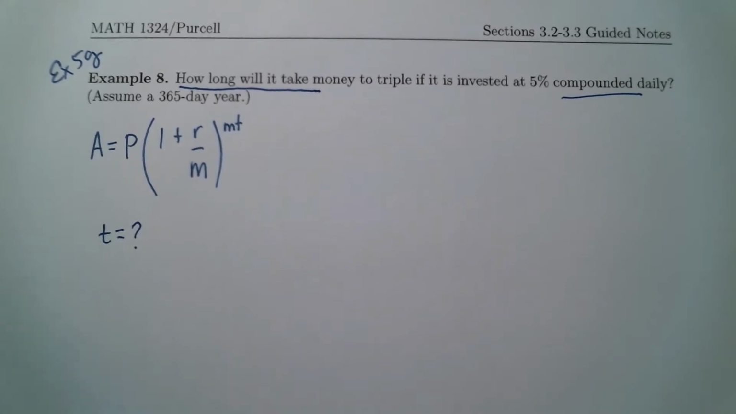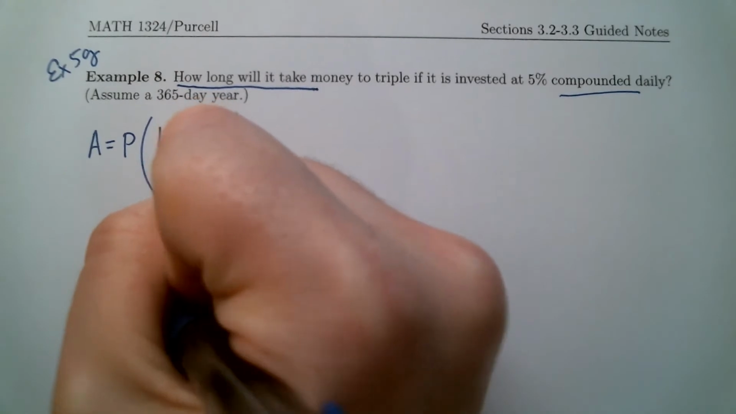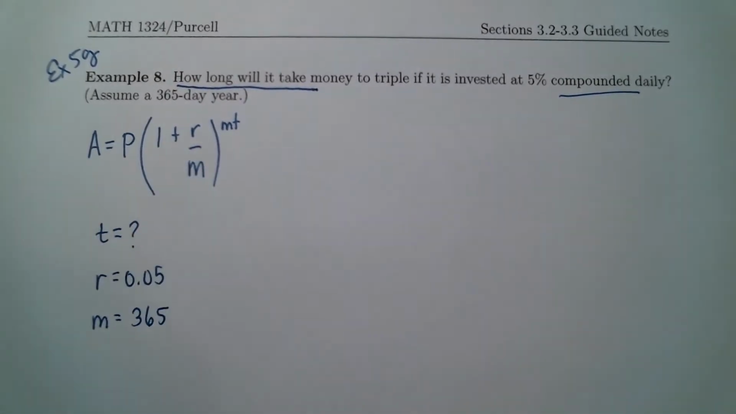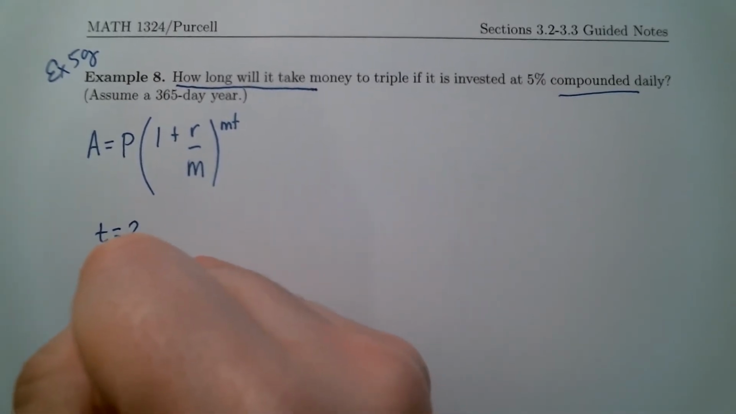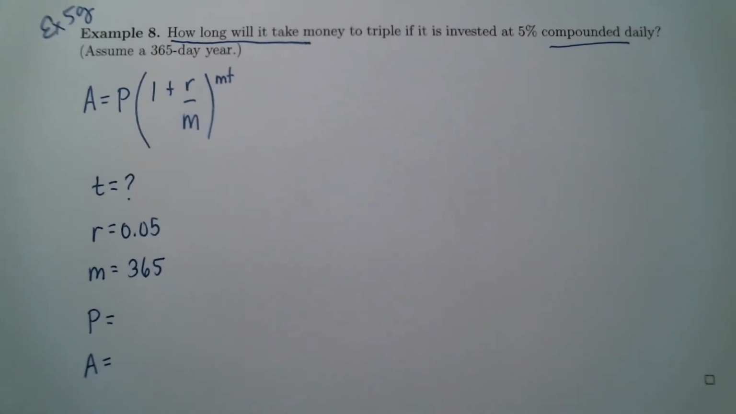All right, interest rate is 5%, so that's going to be 0.05. We're compounding daily, so n is 365. And then the remaining variables are P and A. Like I said, it's a little tricky here because they don't tell you how much money you're investing, and it doesn't actually matter how much you invest. All you need to do, since they don't tell you, is make up a number for P. It's going to work, I promise.